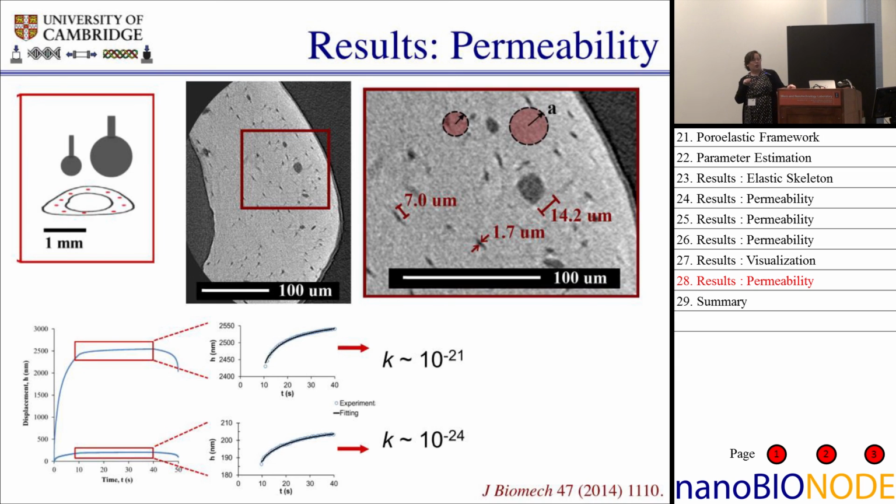And the two curves at the bottom, I'm sorry it's a little bit small, are the creep curves for two tests on the same bone using the two different size indenters, where the larger size indenter is getting this larger scale porosity and the 10 to the minus 21 permeability. And when we go to the smaller scale, we're picking up only the material porosity, much less fluid flow, much less creep, and the same sort of difference in the permeability values for the different size scales.